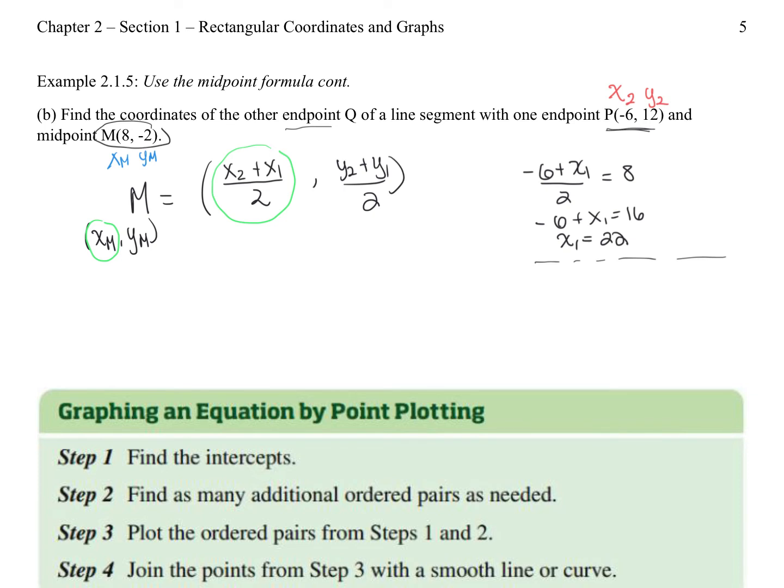Similar idea for the y part of my midpoint. 12 plus y1 over 2 should equal the y part of my midpoint, which was negative 2. Same process, multiply the 2 over to the negative 2. So 12 plus y1 equals negative 4. And then subtract the 12 over. So y1 is going to equal negative 16. So my other point was 22 comma negative 16. These are Q's and points.